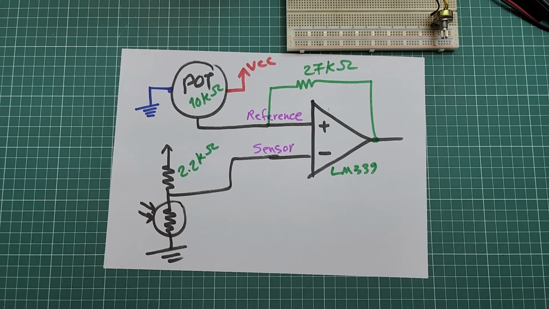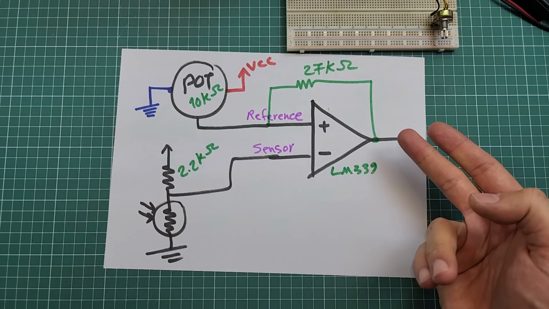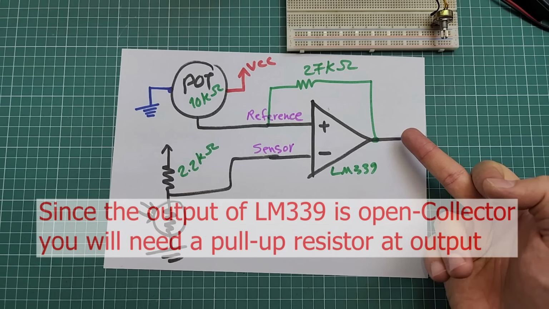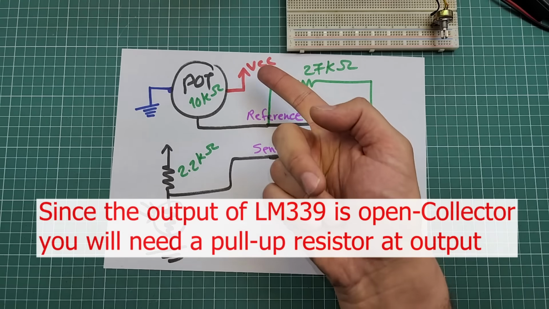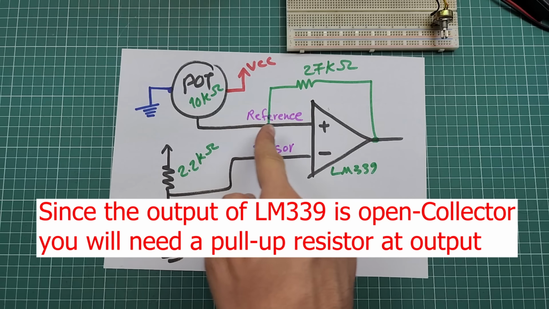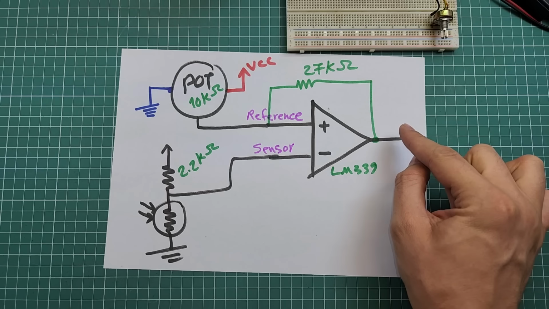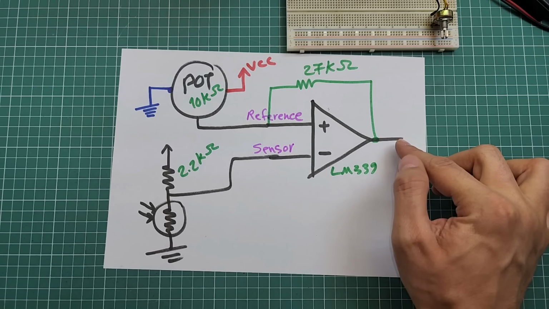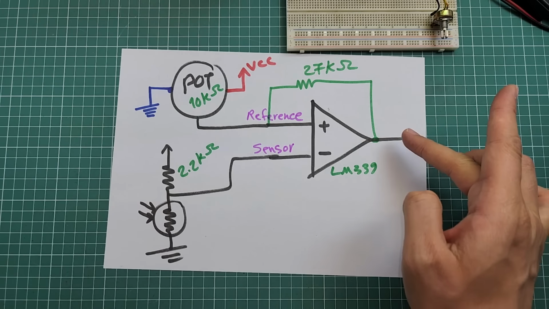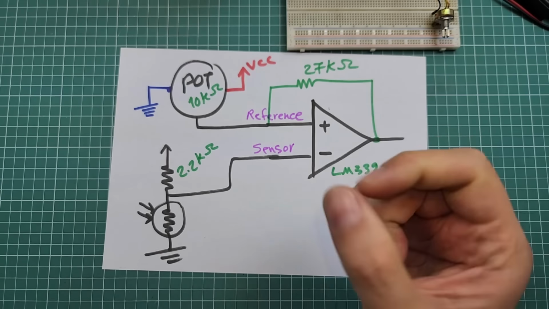Let me explain. When the output is turned on, it means that the voltage at the output is close to VCC. So this resistor will pull this reference voltage up a little bit. And when the output is turned off, it means that the voltage at the output is 0 volts. So this resistor will pull this reference voltage down a little bit.